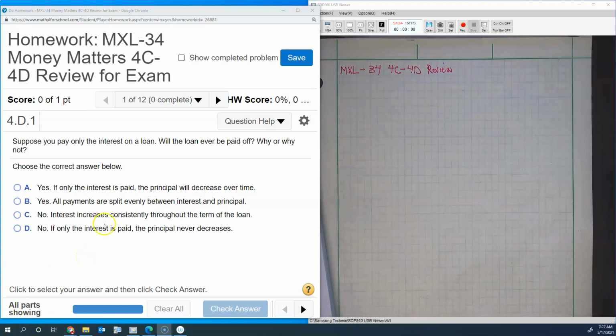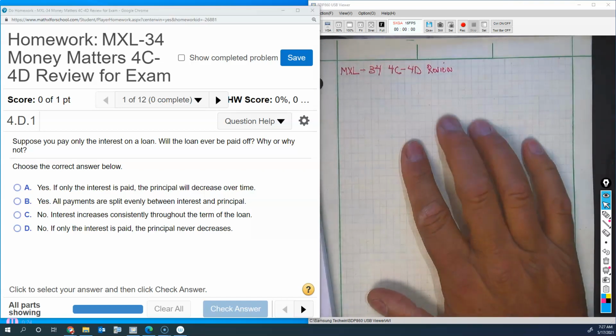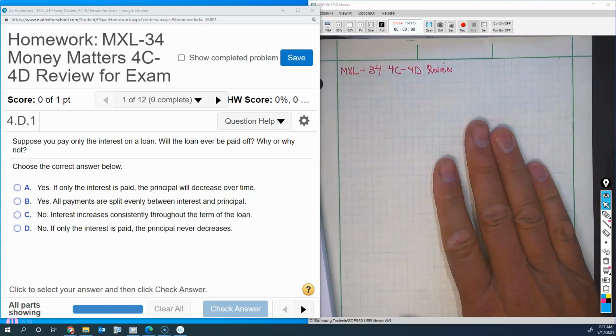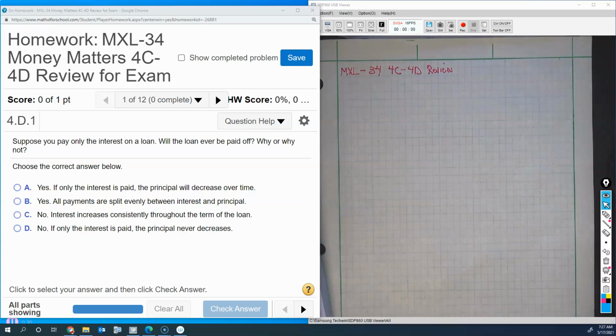Okay, guys. So first question is about what makes a... if you pay just interest on a loan, will the loan ever be paid off? Choose the correct answer. If you just pay the interest, no. Okay, and why is that?